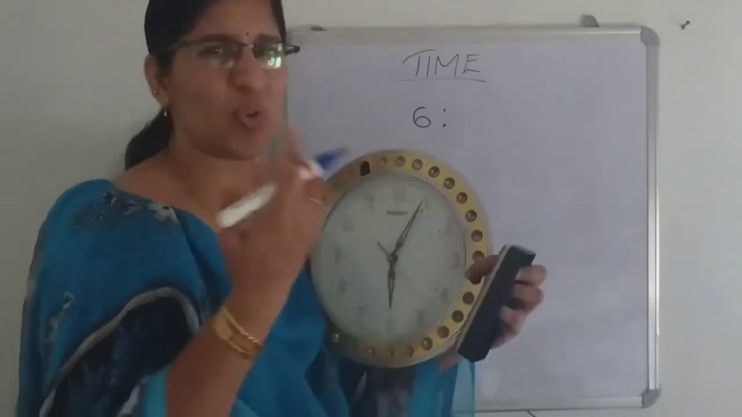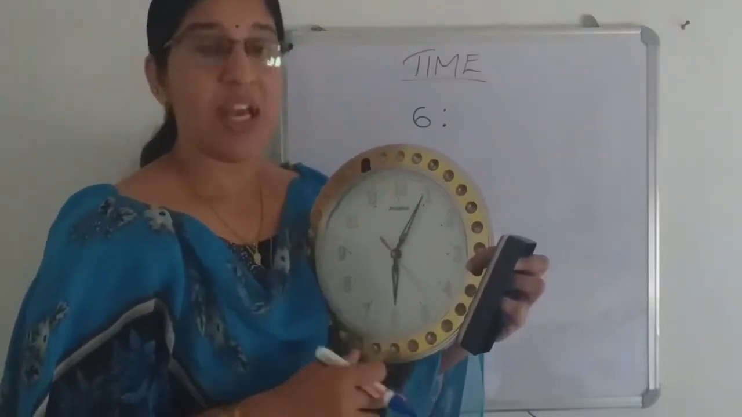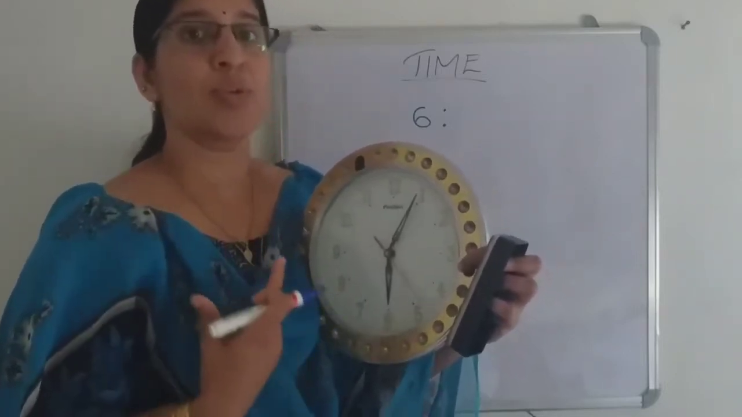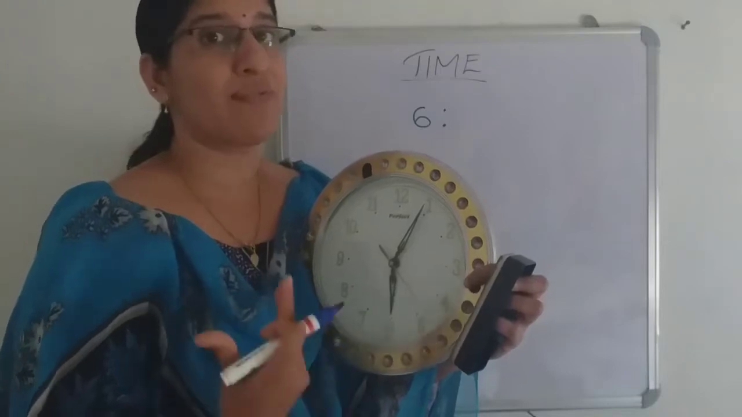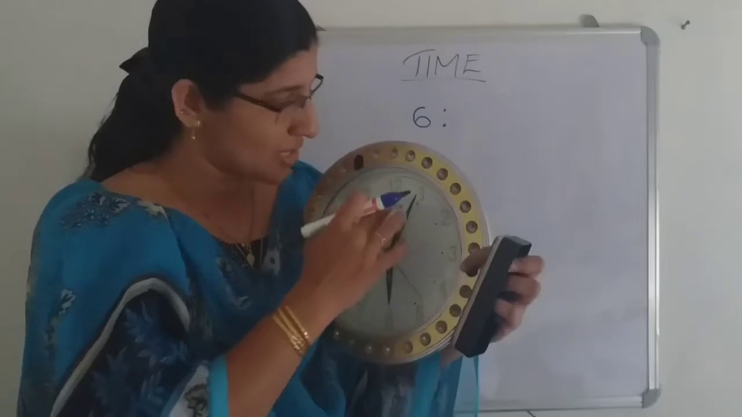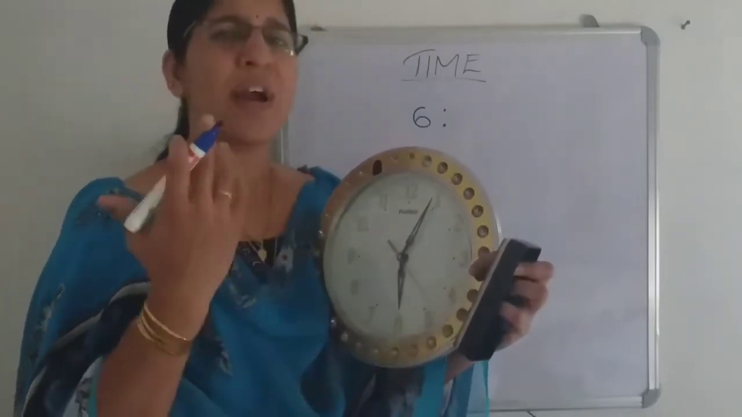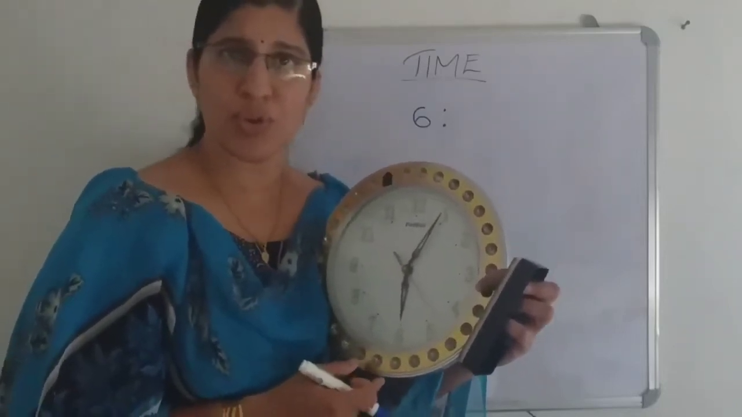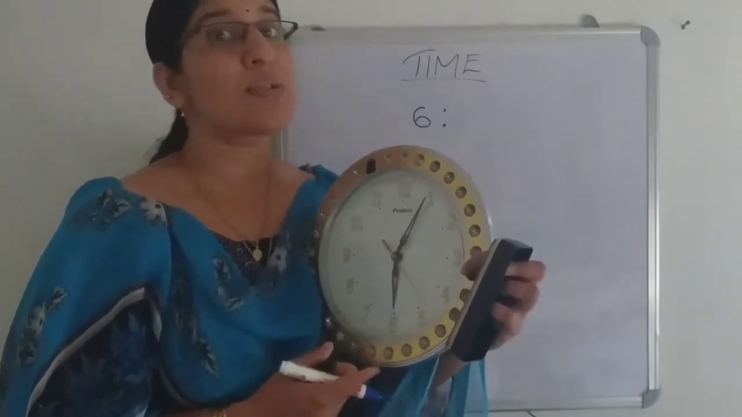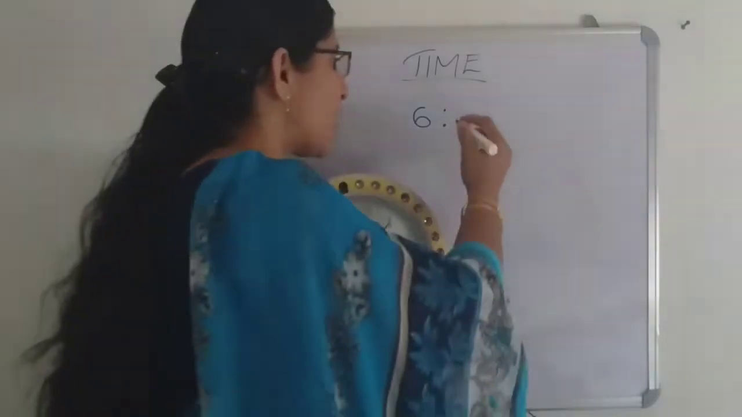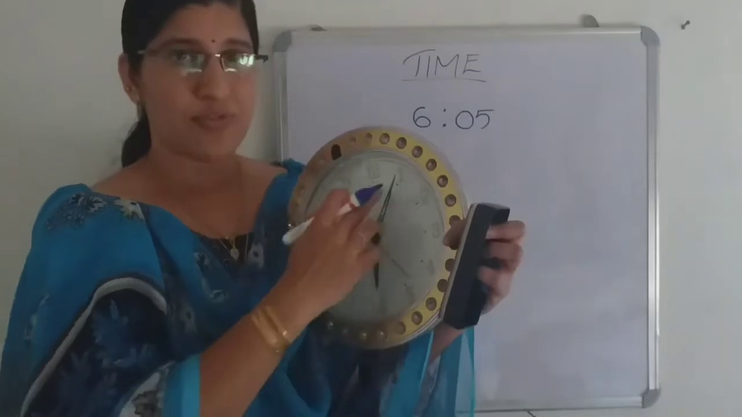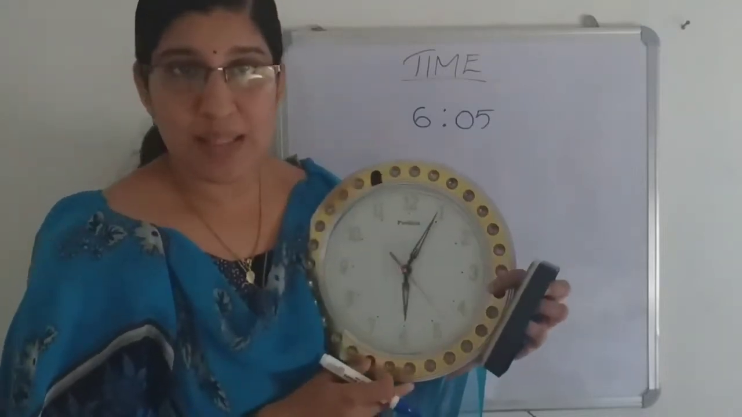So we can't write 1 minute. Whenever we are saying the minute, you need to multiply the number by 5, so 1 into 5 is 5. So it is 5 minutes. But 5 is a single digit. I already told you that in time we are using two digits only. So how we need to write it is 0, 5. So it is 6:05. The time is 6:05.